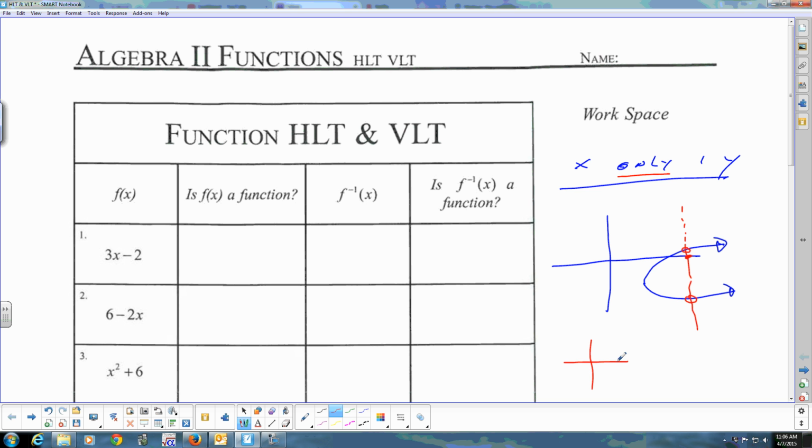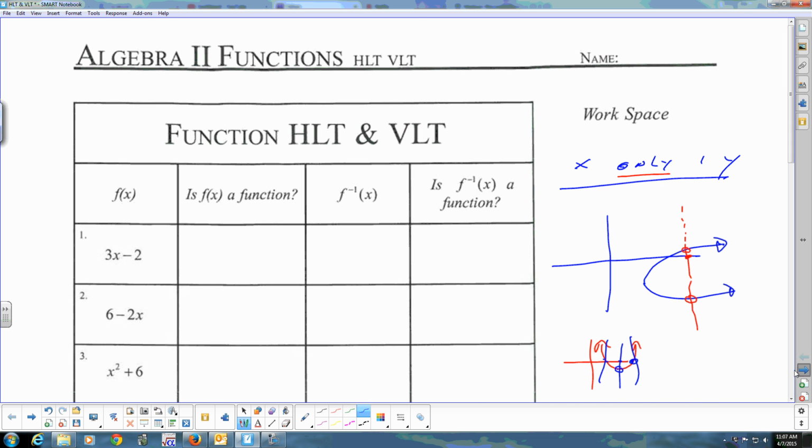So let's do it for a regular parabola. If you draw a vertical line through it, no matter where you draw it, it's only hitting the graph at one place. That means for that particular value of x, there's only one y value that goes with it. So this would be a function. This would not be a function.